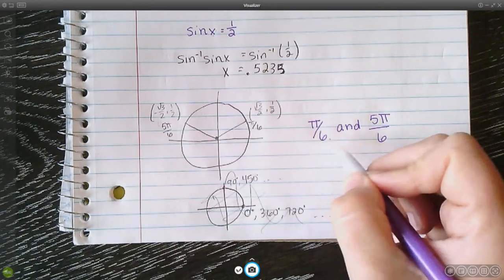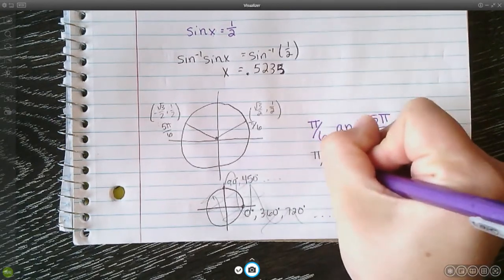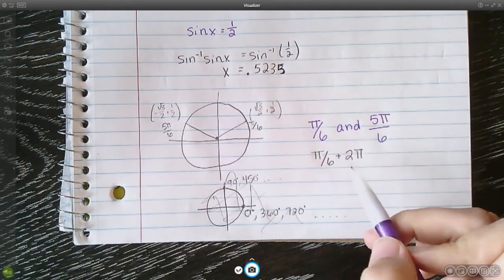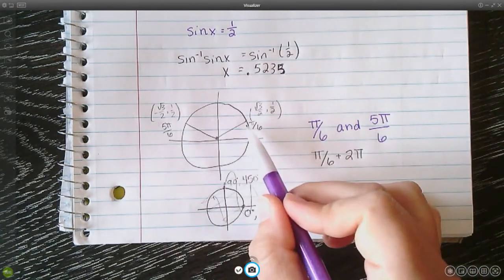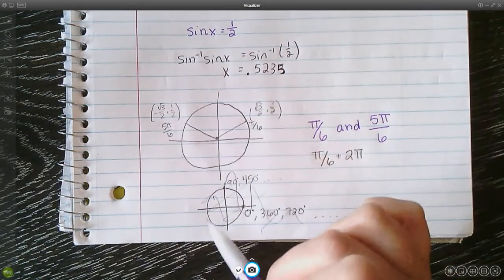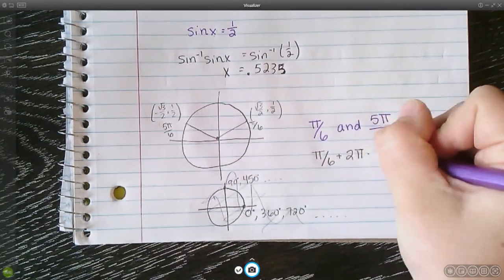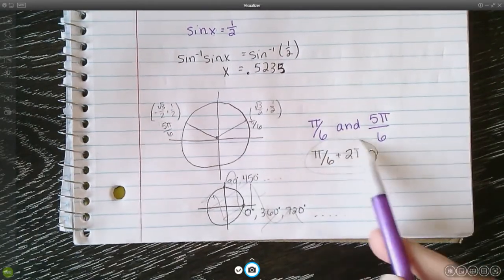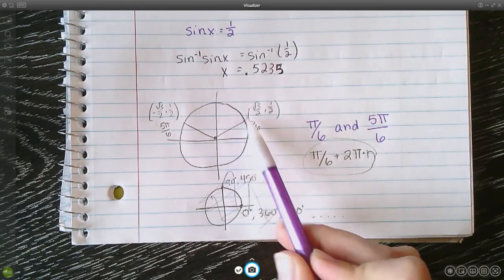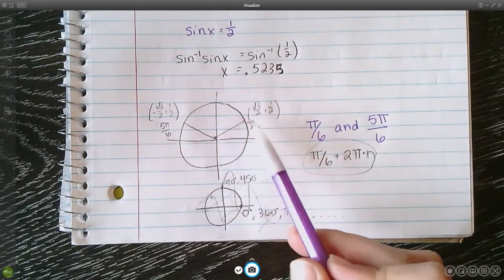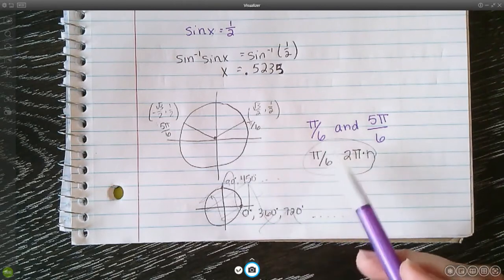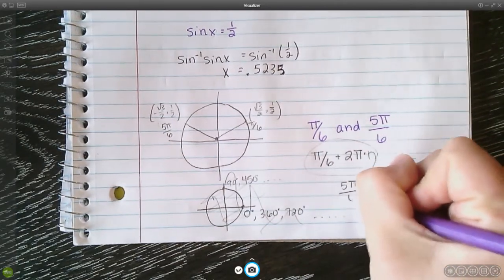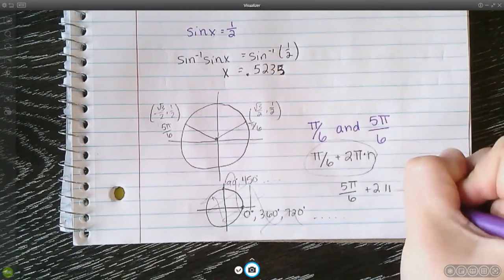So really, it's going to be pi over 6 plus 2 pi, but that only is going around the circle once. To account for every single time you go around the circle, you have to multiply this 2 pi by n. So now this answer is here, but it's going around a million, infinity times. Okay, so here's one answer, and then our second answer is going to be 5 pi over 6 plus 2 pi n.